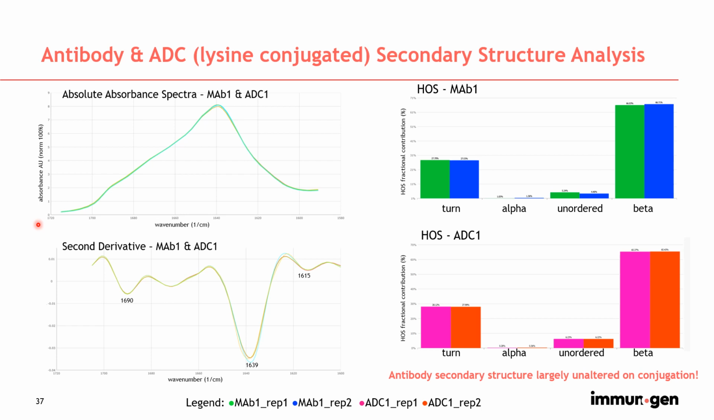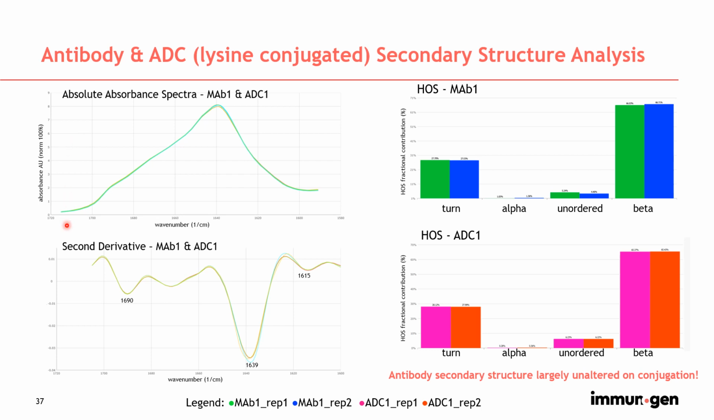In the top left figure, you have the absolute absorbance spectra obtained by MMS for an antibody and its corresponding ADC. As you may notice from the nature of the overlay, there was excellent reproducibility between the replicates of the data for the antibody and the ADC.